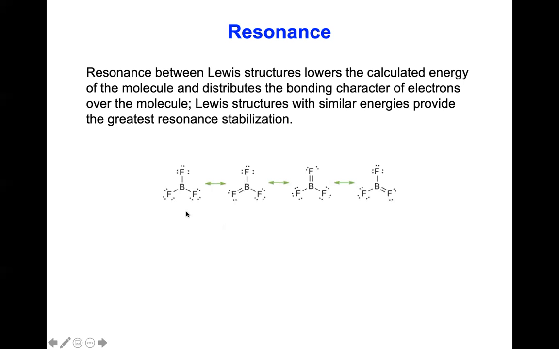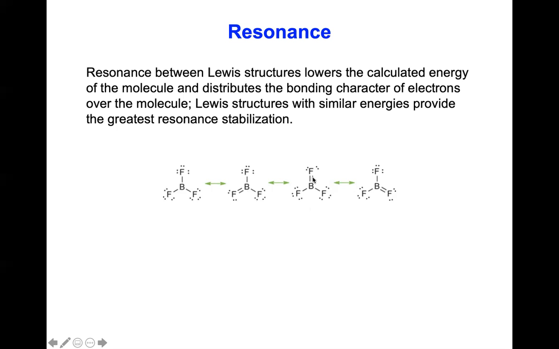So for example, this BF3. That's a regular Lewis structure we draw for BF3, right? But also, you can draw this type of Lewis structure. What you can see is, when you shift one non-bonding pair, it becomes a shared electron pair between boron and fluorine. So you are going to have a B-F double bond here, and two B-F single bonds, and you can do the same electron shifting.